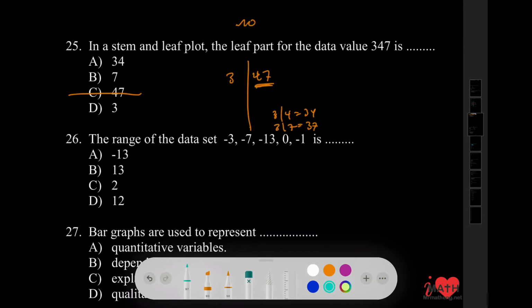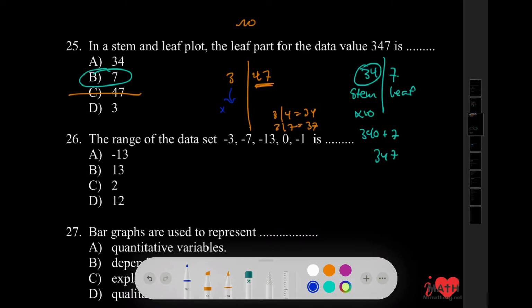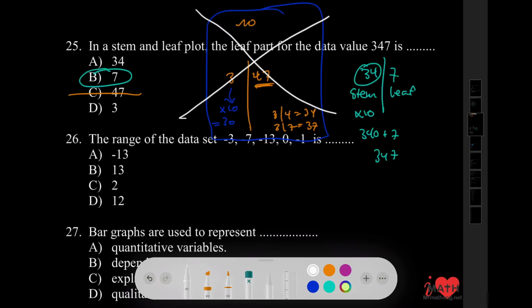But if I draw another one, and remember, this is the stem, this is the leaf, and the stem here represents times 10, so that would give you 340, and then that 7 would give you 347. Okay, so my leaf has to be 7. The answer is B. And another reason why: if you did this over here, this would represent times 10, so that would actually be 30. So that's why this one is no.